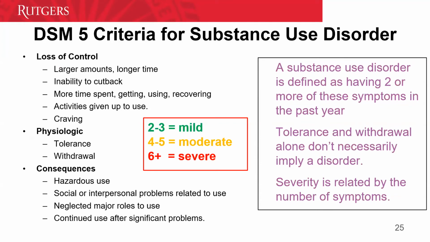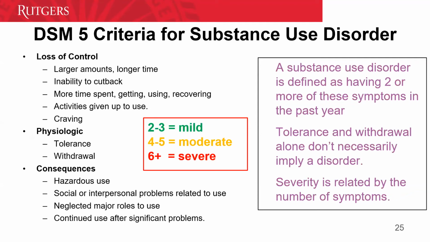And this is the criteria for substance use disorder. The DSM-5, or the Diagnostic and Statistical Manual of Mental Disorders, is the book used in psychiatry and behavioral health. It has a laundry list of criteria to diagnose a person with a substance use disorder. All of these can be roughly grouped into 3 types of symptoms: those that have to do with a loss of control, physiological symptoms, and consequences of use.